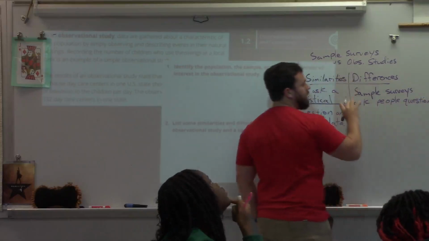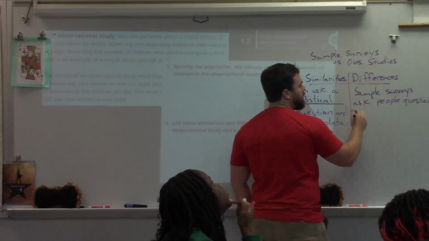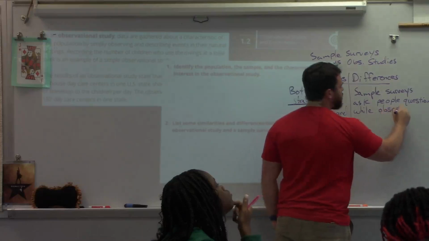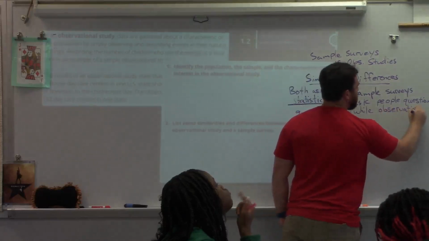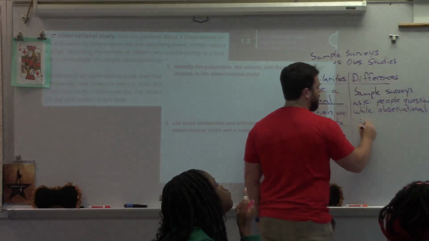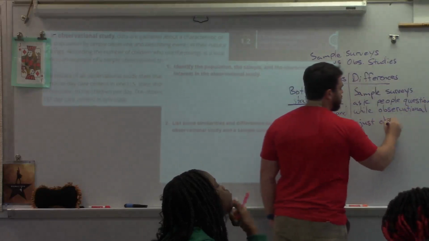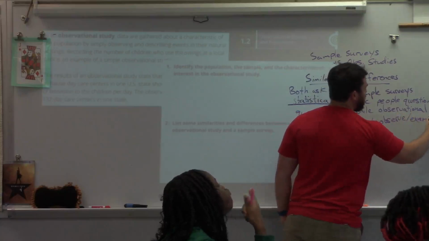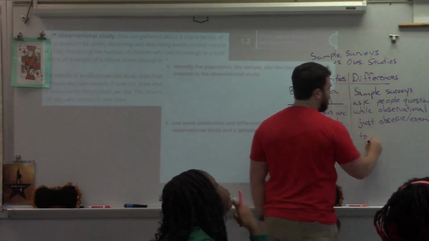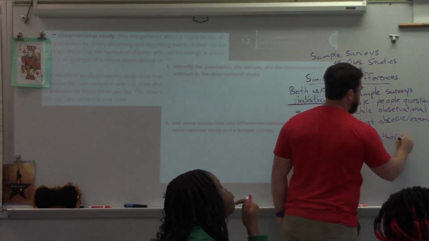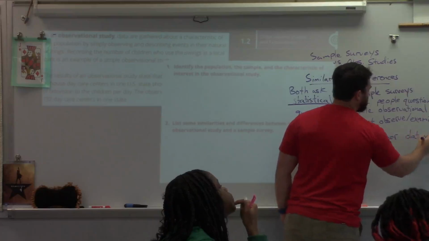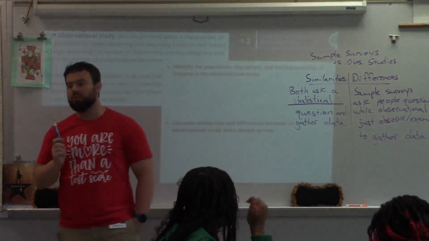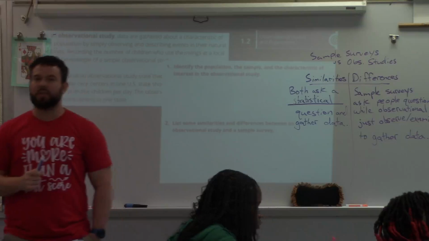And we should say that, right? They ask people questions to gather the data, while observational studies observe, or another common word is examine, to gather data. Okay. It is important to recognize those two differences because that's going to help you recognize what type of study you're dealing with.